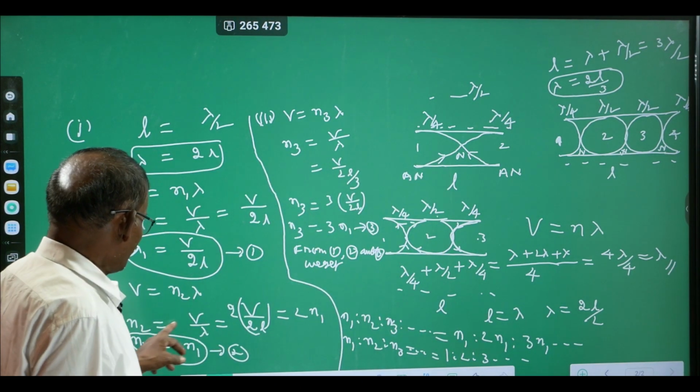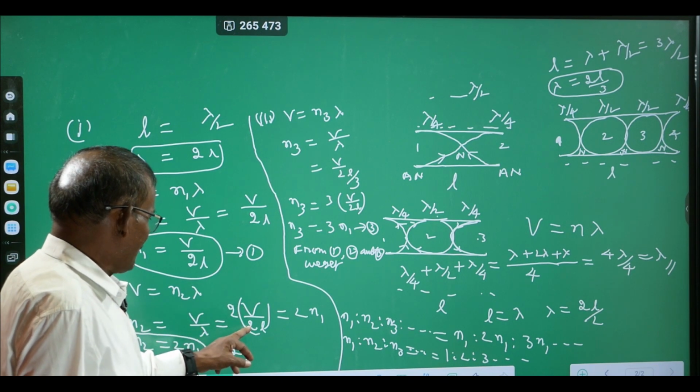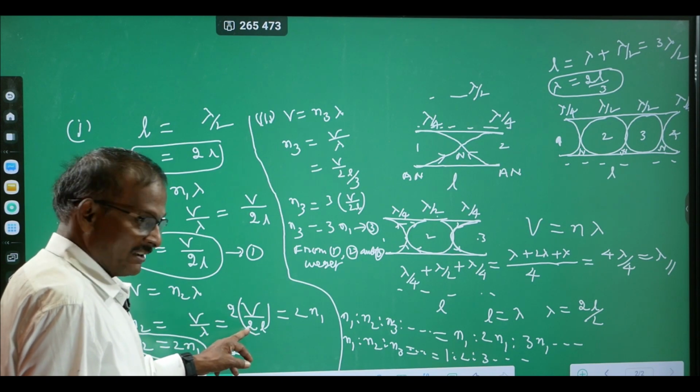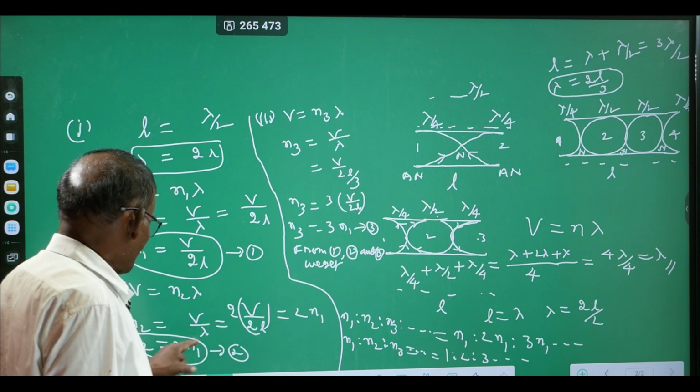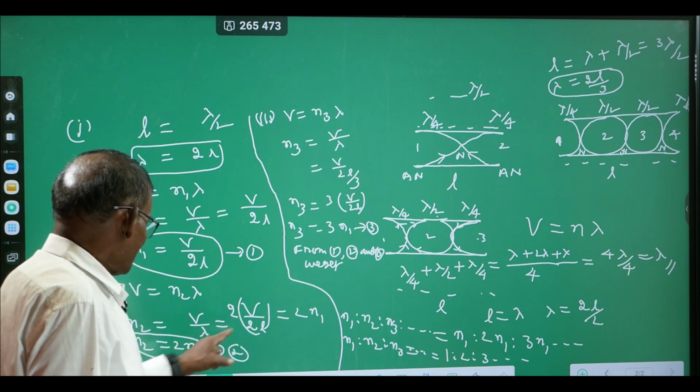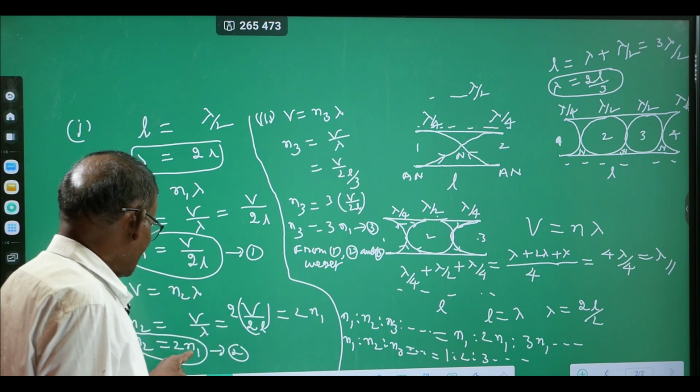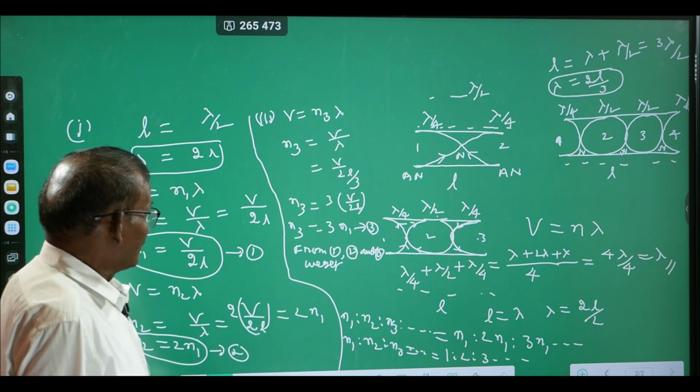So substitute in N2 is equal to V by lambda. Lambda is L, so we get V by L. Okay. So 2 comes to the numerator. V by 2L is N1. Therefore N2 is equal to 2N1.